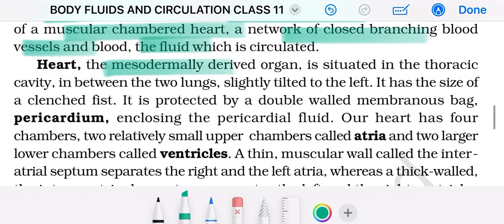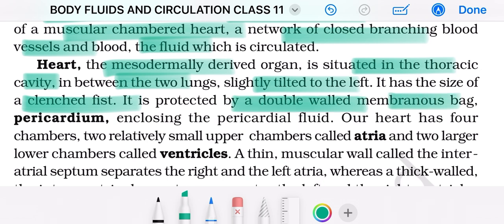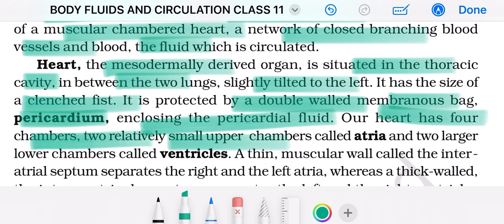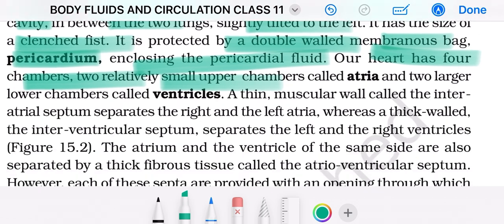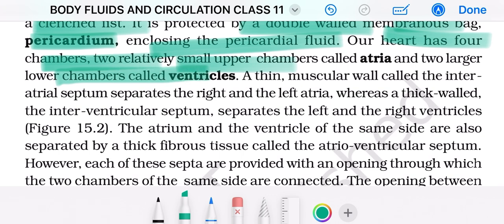Heart, a mesodermally derived organ situated in the thoracic cavity in between the two lungs, slightly tilted towards left. It has the size of a clenched fist. It is protected by a double-walled membranous bag, the pericardium, enclosing the pericardial fluid. Our heart has four chambers, two relatively small upper chambers called atria and two larger lower chambers called ventricles.